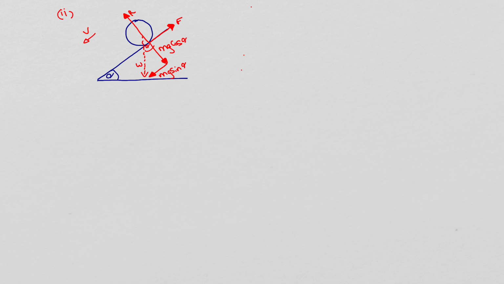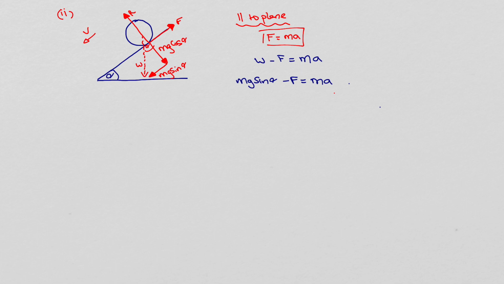So again, always make sure you're using either a different colour when resolving or a broken dotted line like I have done here for the original vector. So therefore, if we look parallel to the plane, because it's rolling down the plane, and we look at our net forces in that direction, then the leading force is going to be our weight minus the opposing force, which will be friction. That will equal our mass times acceleration. So the weight parallel to the plane is mg sine alpha minus our friction is equal to our mass times acceleration.